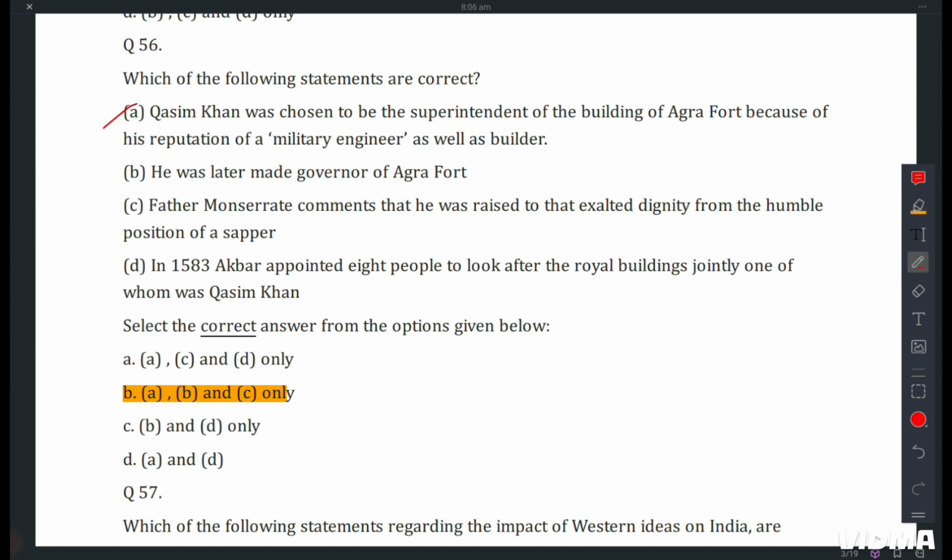Qasim Khan was chosen to be superintendent of building of Agra fort, a military engineer as well as builder, and made governor of Agra fort. Father Monserrate comments that he was raised to that exalted dignity from the humble position of a sapper.